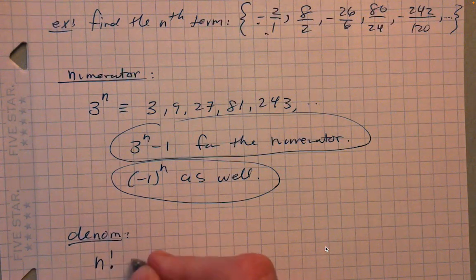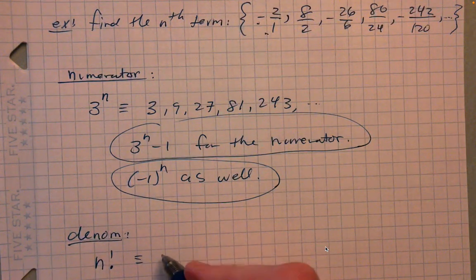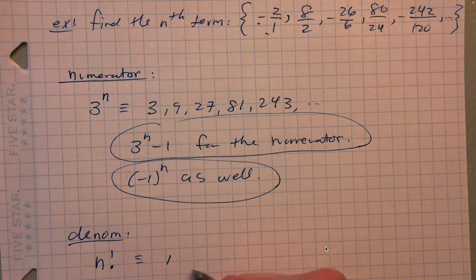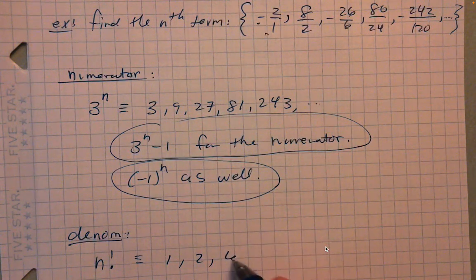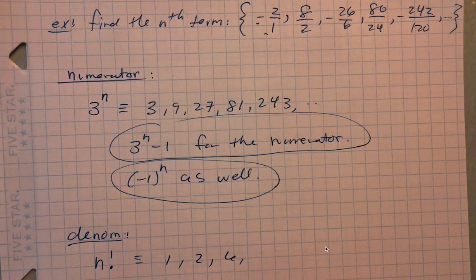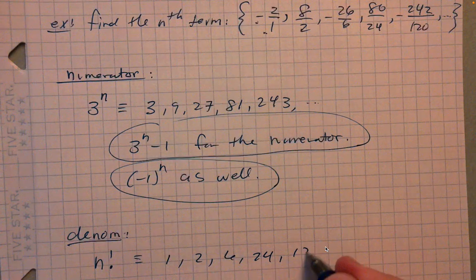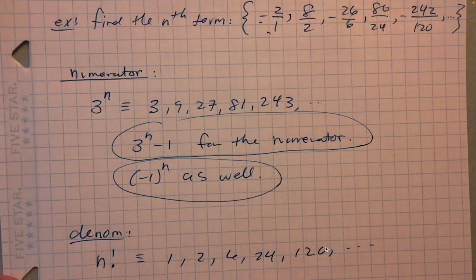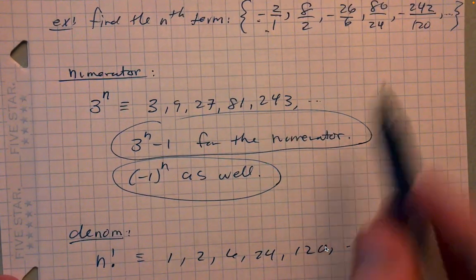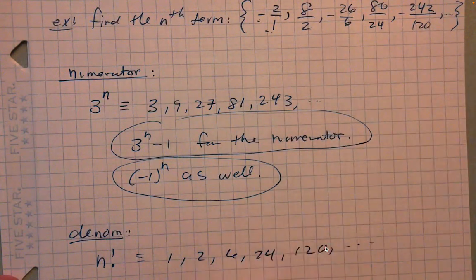So n factorial is basically 1, and then 1 times 2, which is 2, and then 1 times 2 times 3, which is 6, and then 1 times 2 times 3 times 4, which is 24, and then 120, and so on. Right, so it looks like the denominator here is n factorial.